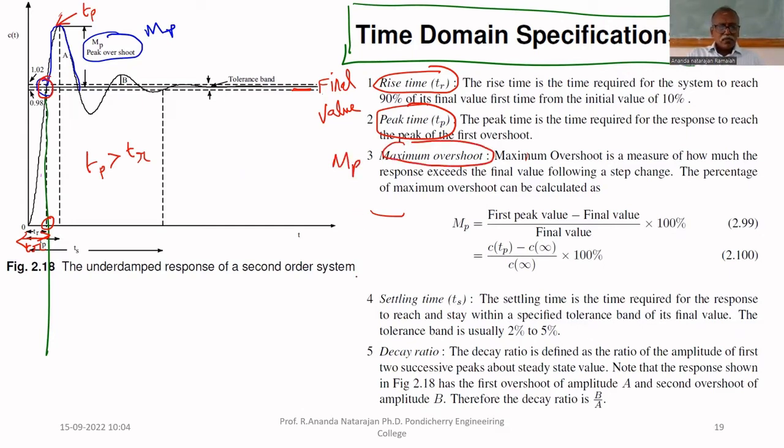Settling time is another time domain specification. It is the time where the response settles at its final value. We can specify some tolerance, because in a practical system it never settles at 1. It will oscillate around 1.